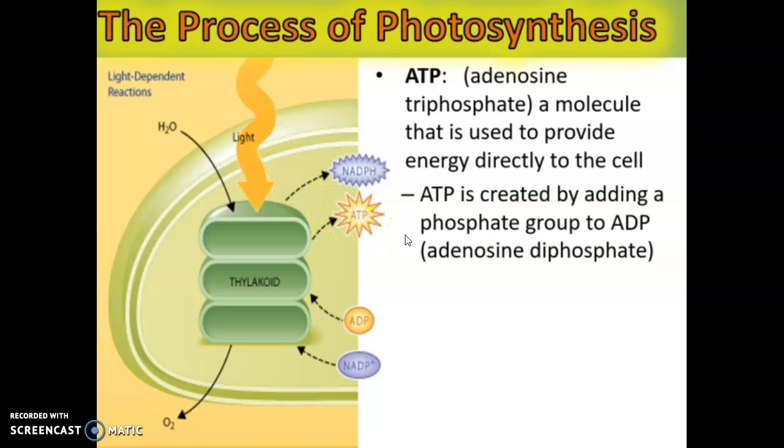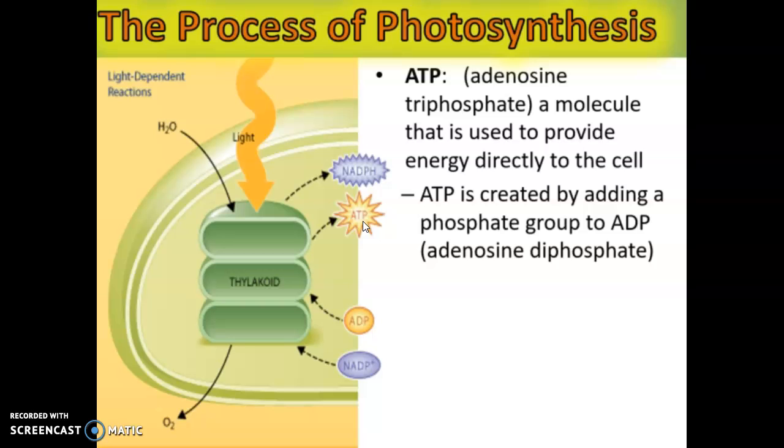ATP is created from a molecule called ADP. ADP stands for adenosine diphosphate. See, diphosphate has two phosphate groups attached to this molecule. However, this is like a dead battery. In order to recharge this dead battery, you need sunlight, and that sunlight provides the energy to add a third phosphate group to ADP to make ATP. And that ATP is your fully charged battery, and it's ready to go off and do some work.